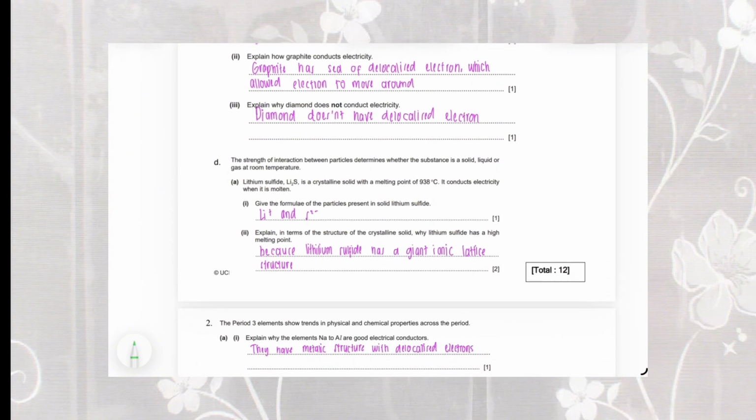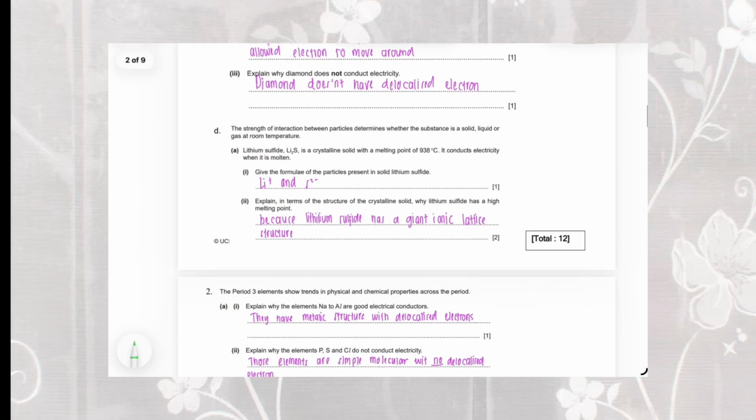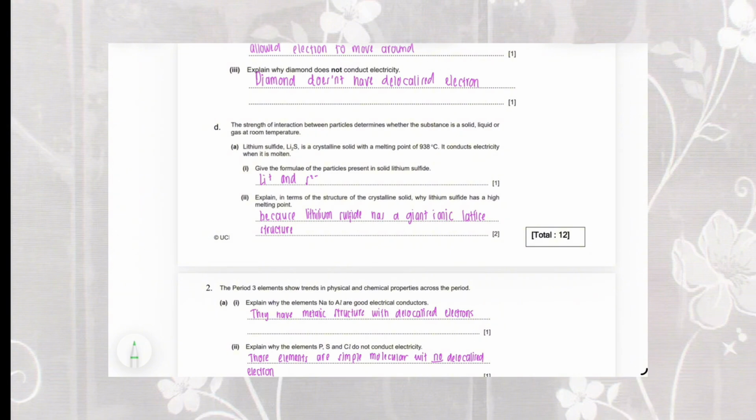D. The strength of interaction between particles determines whether the substance is solid, liquid, or gas at room temperature. Lithium sulfide, Li2S, is a crystalline solid with a melting point of 938 degrees Celsius. It conducts electricity when it is molten. D1. Give the formula of the particles present in solid lithium sulfide. The answer is Li+ and S2-. D2. Explain in terms of the structure of the crystalline solid. Lithium sulfide has a high melting point because it has a giant ionic lattice structure, so it needs a high temperature to melt.